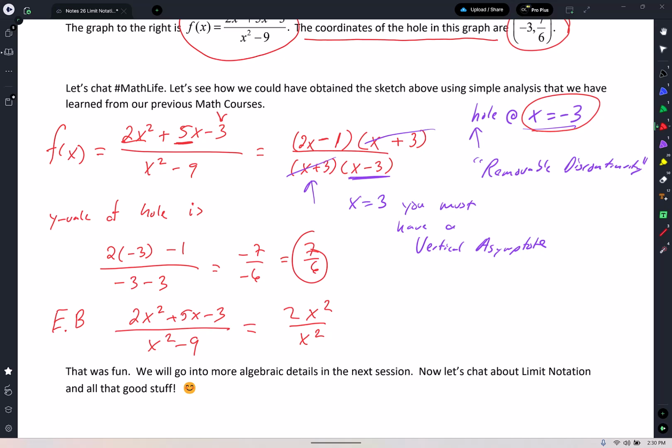The end behavior is 2x squared over x squared. What cancels out? So 2. I did the end behavior. Did you guys remember end behavior from Algebra 2? If you spit in the ocean, does the ocean rise? No. So in the numerator, the ocean is 2x squared, because we're talking about large numbers of x, and the 5x minus 3 is spit.